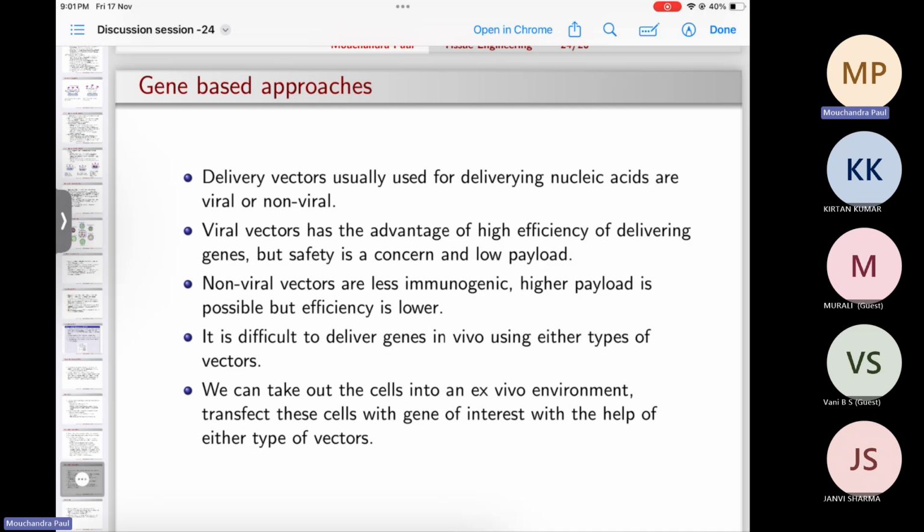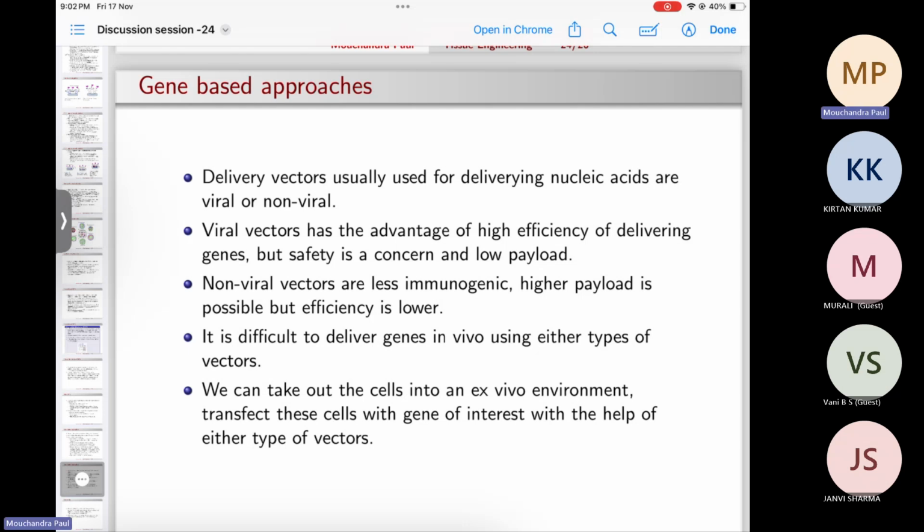Now if you use non-viral vectors, they are less immunogenic, so you don't have to worry about the virulent factor or triggering the immune system. It won't trigger the immune system that much. Another advantage is that the payload is high. Often, if you are worried that a small amount of nucleic acid won't cause the intended change, you can load a higher amount. If you're using non-viral vectors, that is possible, but the efficiency is lower, meaning targeted delivery at the site is not possible. It is not happening every time.